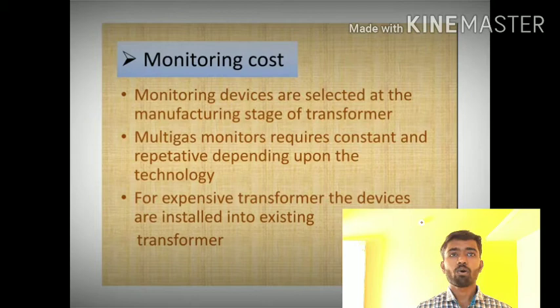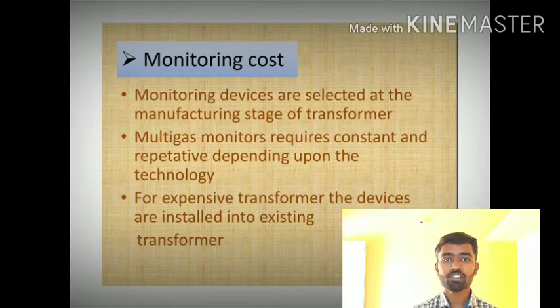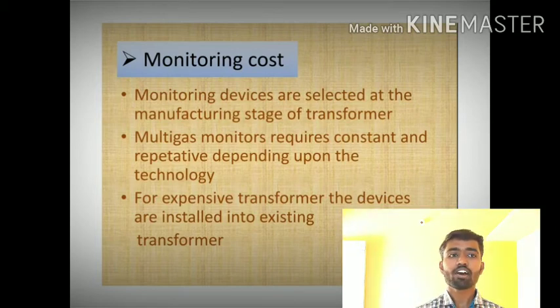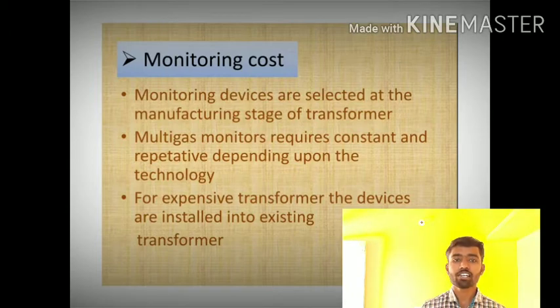Monitoring cost. Monitoring devices are selected at the manufacturing stage of the transformer. If these units are installed into an existing transformer, it is more expensive. Multi-gas monitors require constant and repetitive maintenance that can be expensive depending upon the technology used. For example, sensors that use gas chromatography require gas canisters to be constantly replaced. This future maintenance should be taken into account. It also depends upon the size and complexity of the design.